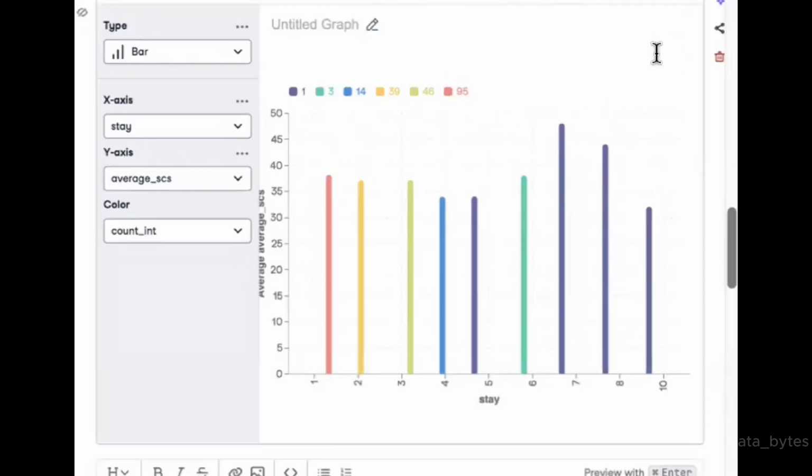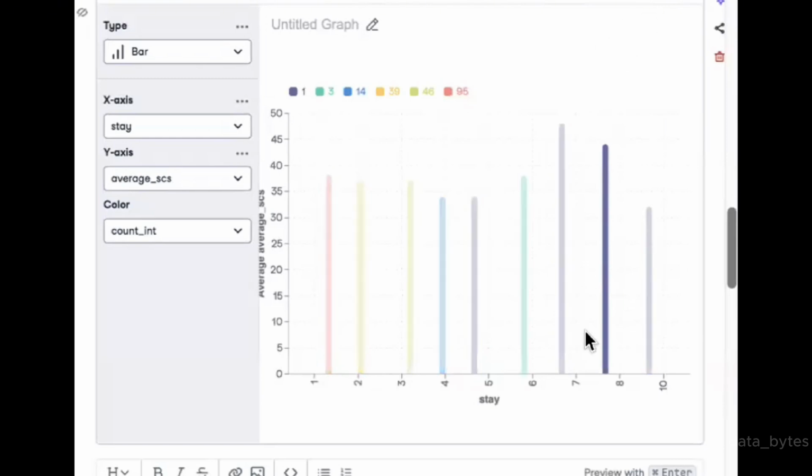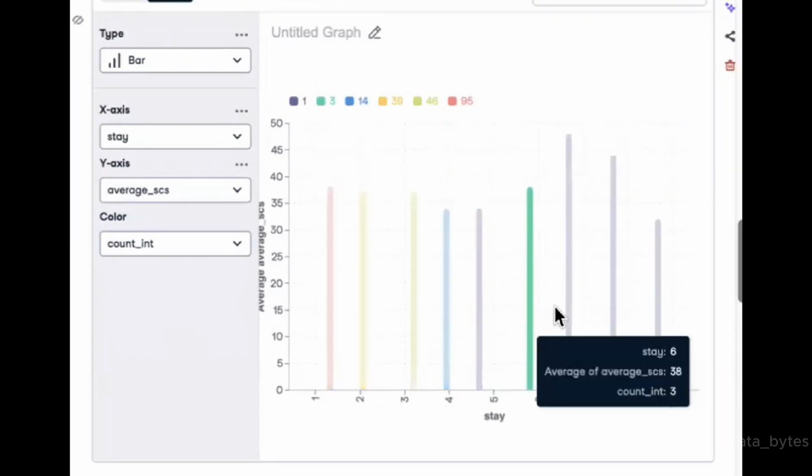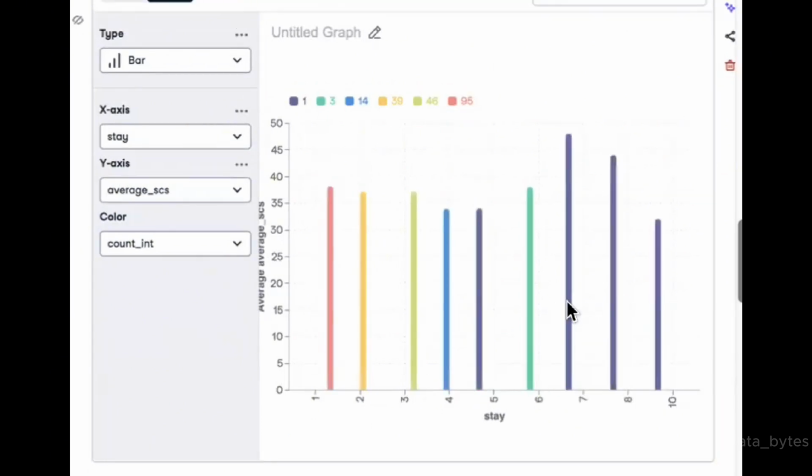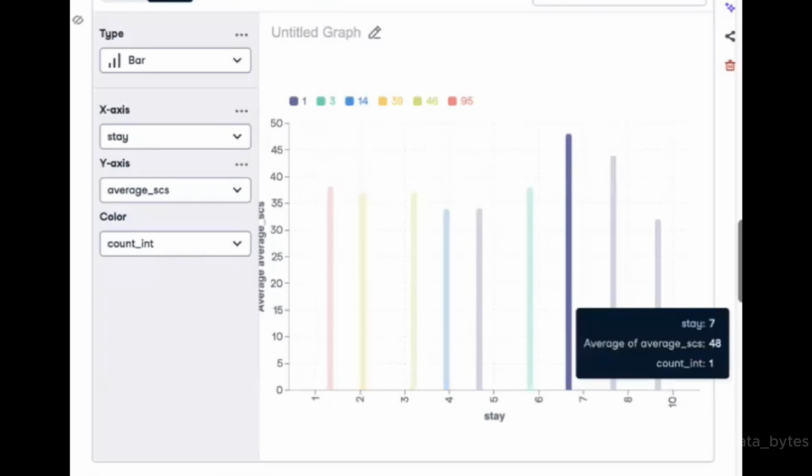So now, coming to the second graph, here we are comparing the average SCS scores with the length of stay. So if you observe the graph closely, you can see that the average scores show variability across different stay durations, but without a strong linear trend. And the highest scores are observed at specific stays, like a stay of 6 years or 7 years. The average score is the highest, 48.